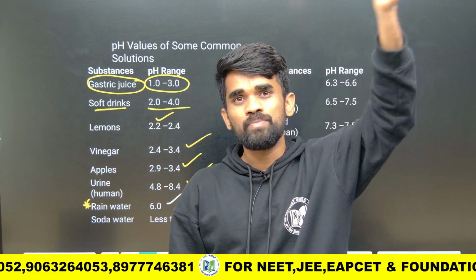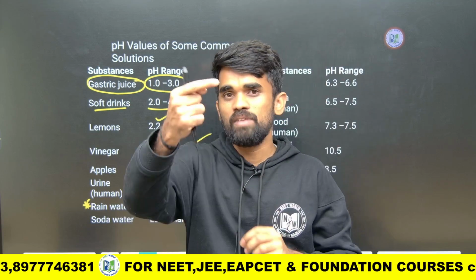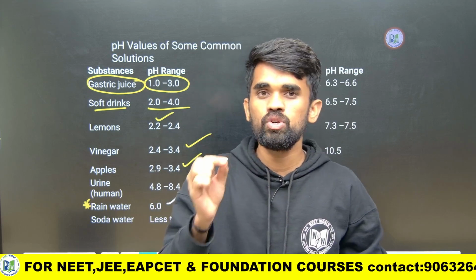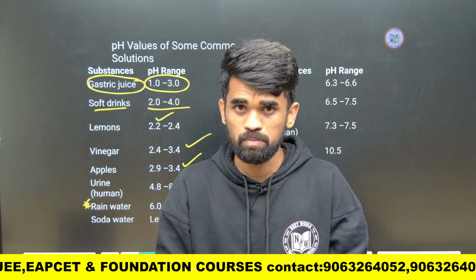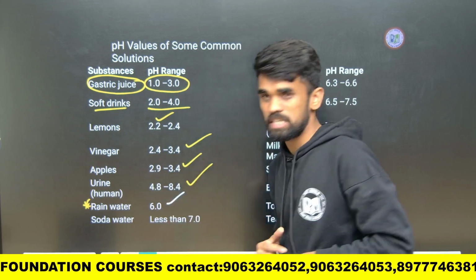Whenever this rainwater interacts with carbon dioxide present in the atmosphere, it converts into an acidic solution, right? Carbonic acid is formed. So due to this reason, when the rain falls on the ground, if we observe, the rainwater seems to be acidic. That is why the pH is around 6.0.